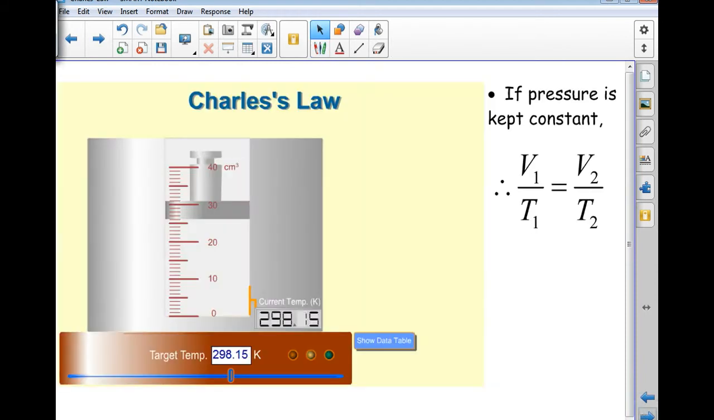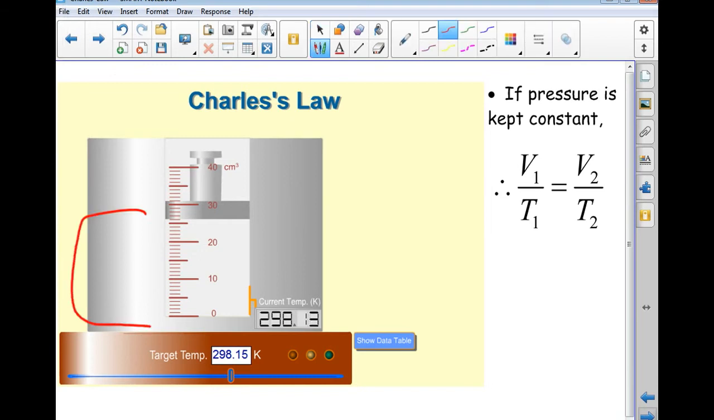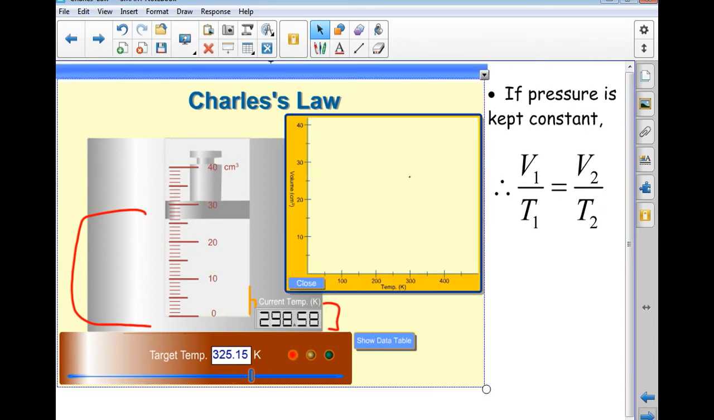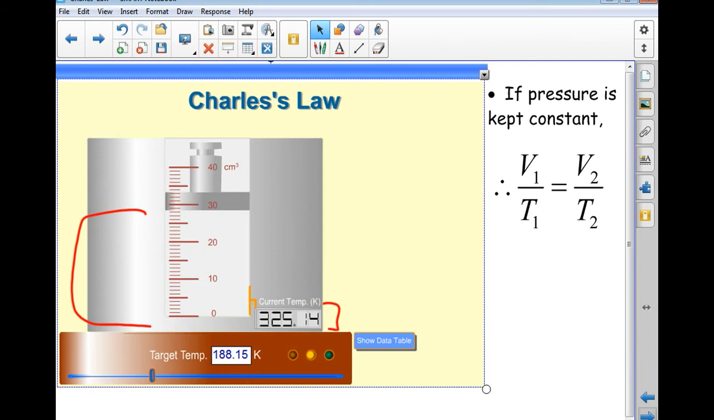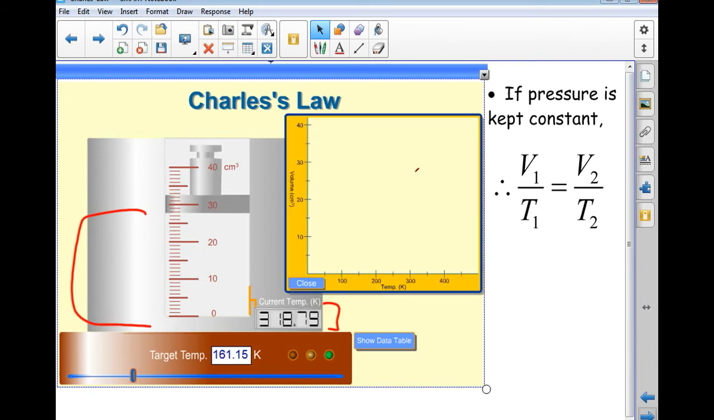This animation here is of a fixed volume of gas at a temperature of 298. Now I'm going to be able to slide it along, and if I pick different temperatures, we can see that my volume of gas is starting to increase. So let's take this and cool it down. This graph is going to start to animate what this looks like. The temperature decreases, and all of a sudden the volume of the gas naturally decreases.